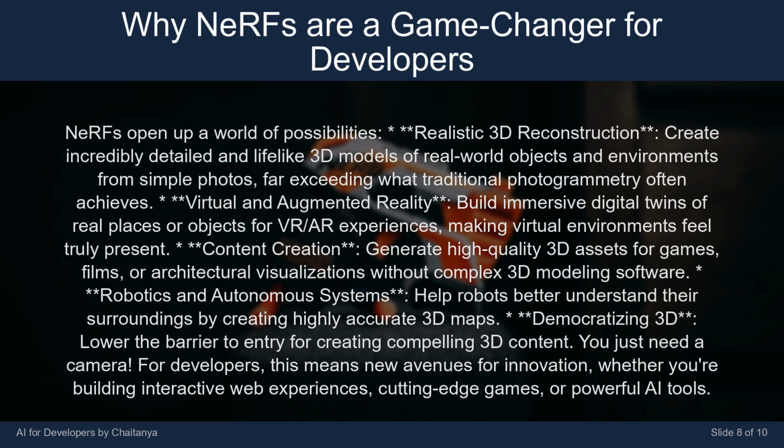Robotics and autonomous systems. Help robots better understand their surroundings by creating highly accurate 3D maps. Democratizing 3D. Lower the barrier to entry for creating compelling 3D content. You just need a camera. For developers, this means new avenues for innovation.